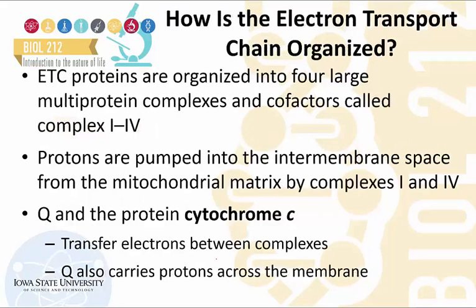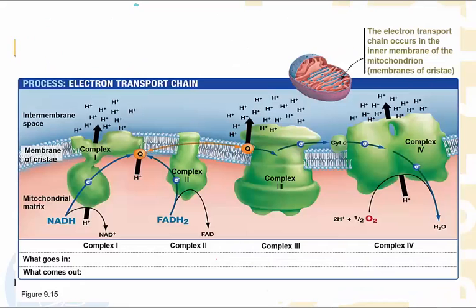ETC proteins are organized into 4 large multi-protein complexes and cofactors called complex 1 through 4. The proton pumping action is contained within complexes 1 and 4. Ubiquinone and the protein cytochrome C transfer electrons between complexes. Ubiquinone also carries protons across the membrane.